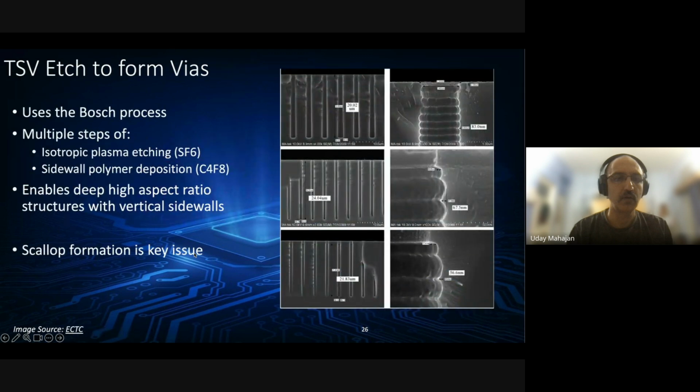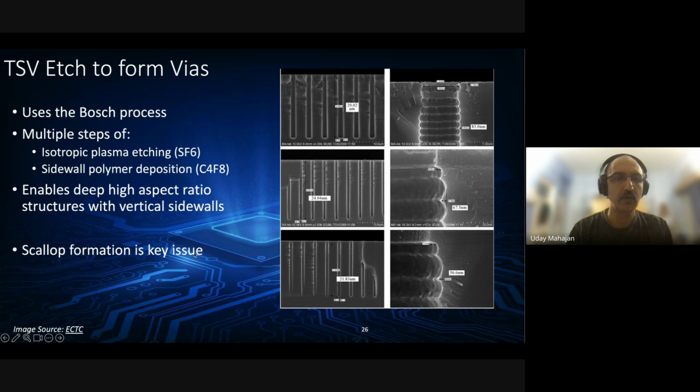Typically, the TSV etch is a plasma etch using what's called a Bosch process, which consists of multiple steps of isotropic plasma etching, and by isotropic, I mean it etches in all directions, and sidewall polymer deposition. The plasma etching is done using SF6, and sidewall polymer deposition is done using C4F8. So the polymer is what coats the sidewalls and keeps the profile vertical. It does not allow the isotropic etch to go sideways and broaden the TSV.